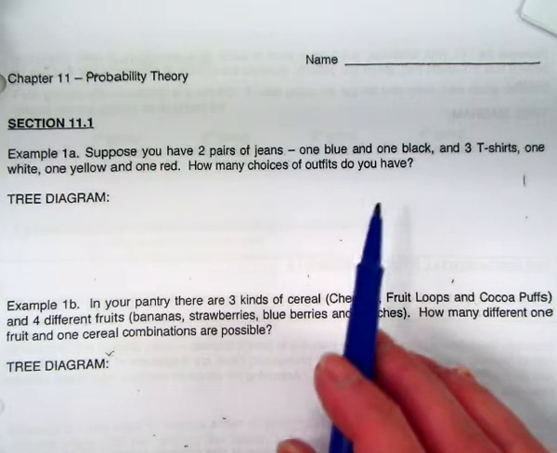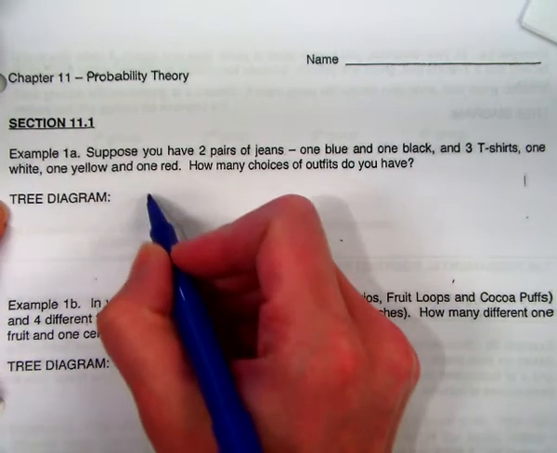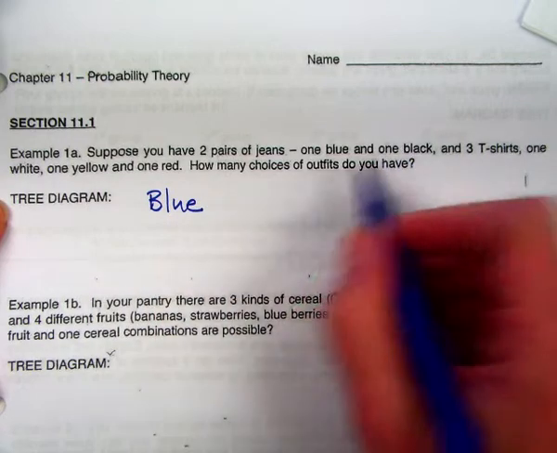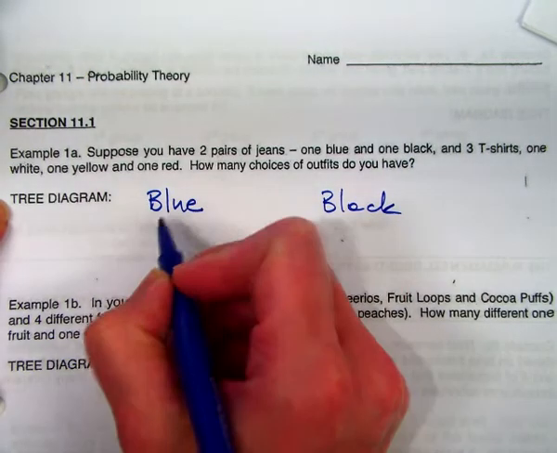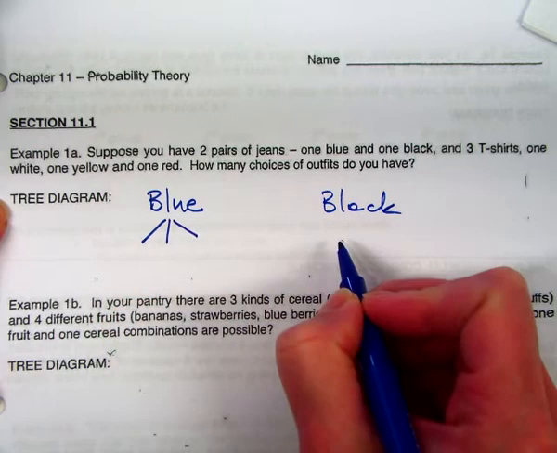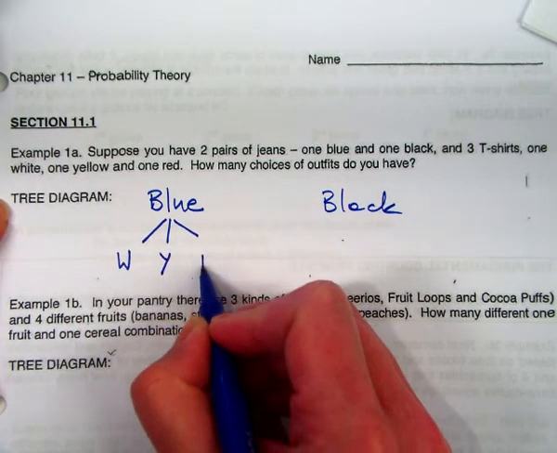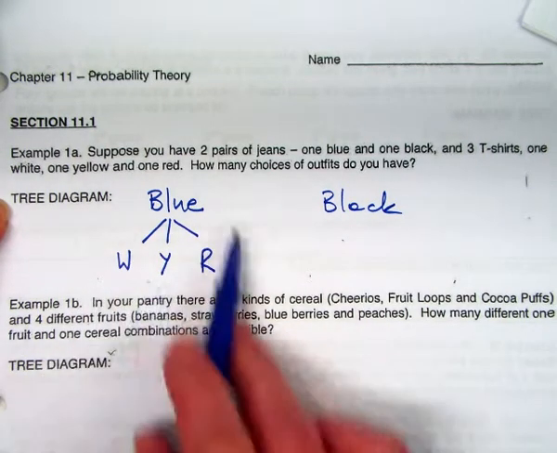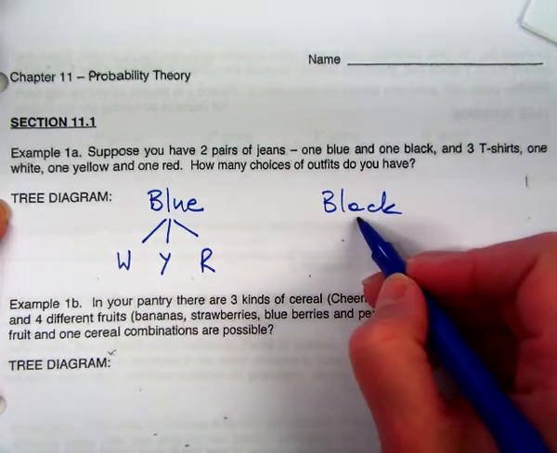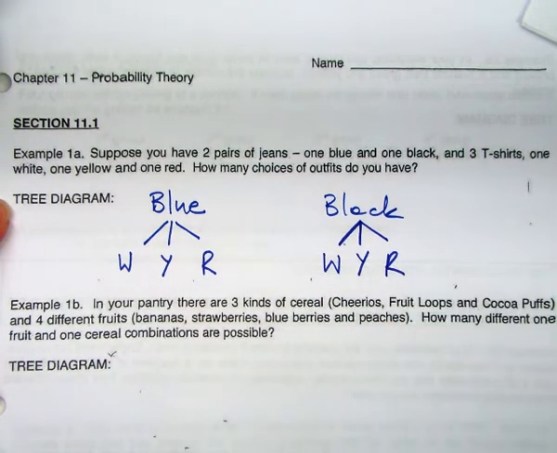Well, one way to do this is to draw something that's called a tree diagram. So let's say we start with having the blue and the black jeans. And with each of the jeans, how many different t-shirts could we wear? Well, it could be white, it could be yellow, and it could be red. So how many outfits is that with wearing your blue jeans? 3. How many different outfits can we have with the black jeans? Same thing, white, yellow, and red.